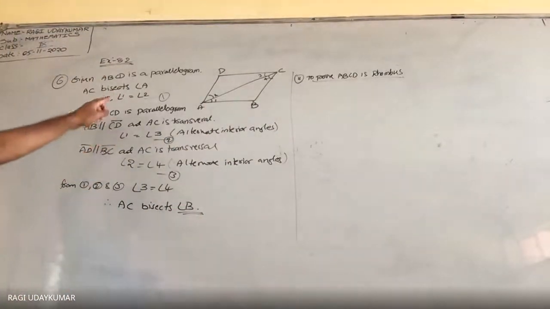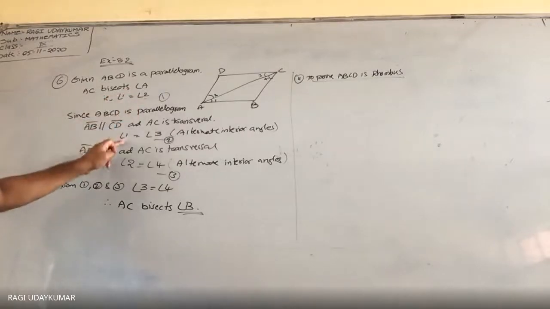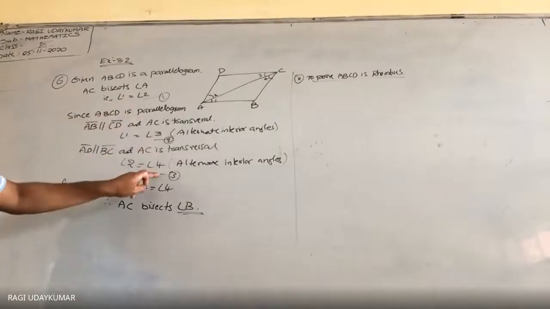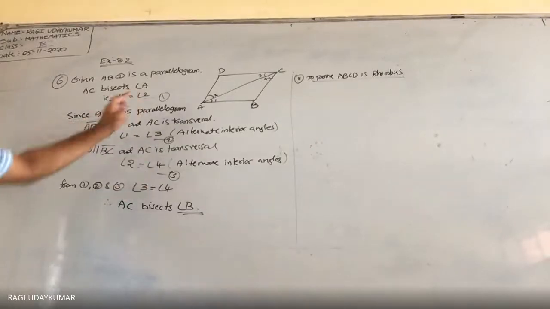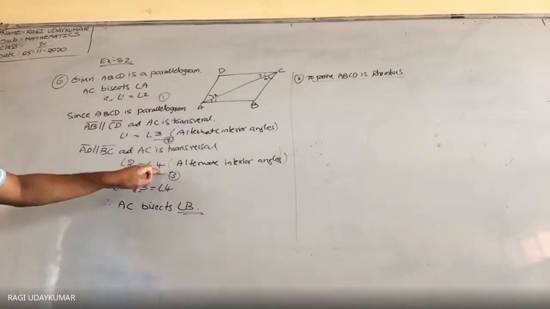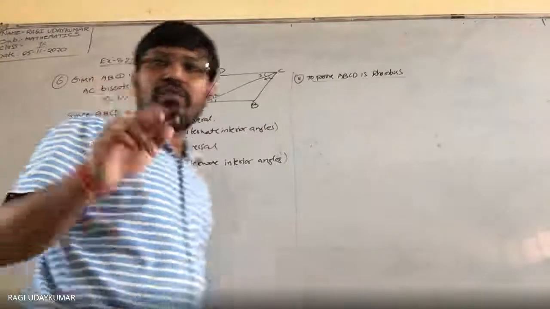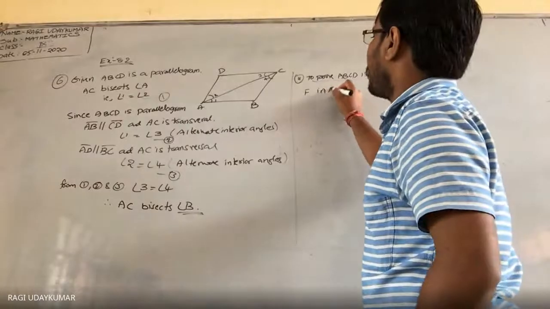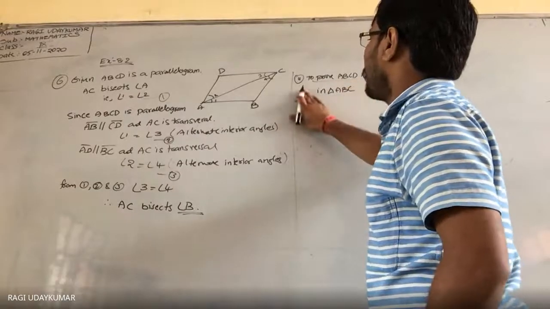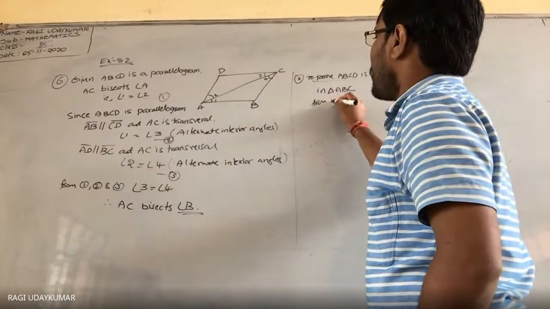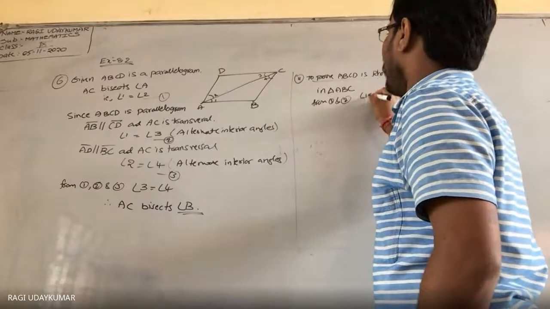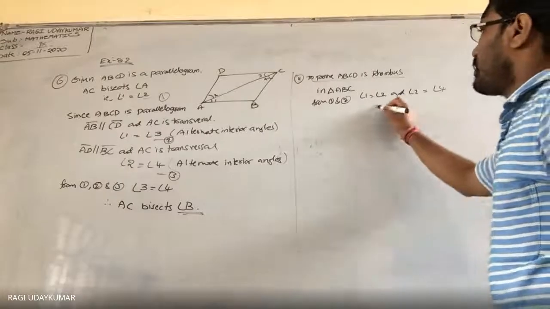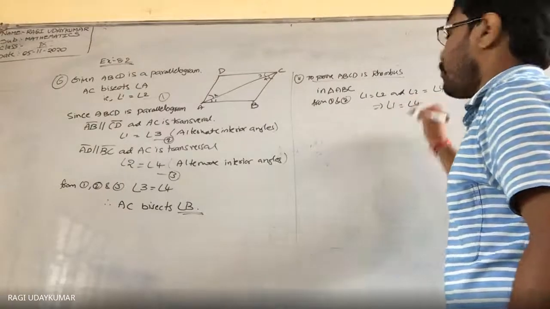From this we can say angle 1 equals angle 2, angle 1 equals angle 3, angle 2 equals angle 4. From this angle 1 equals 4. 1 equals 2, 2 equals 4. Okay? So in triangle ABC, from equations 1 and 2, angle 1 is equal to angle 2 and angle 2 is equal to angle 4. So this implies angle 1 is equal to angle 4.